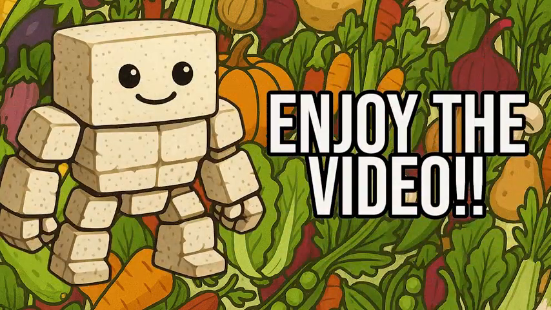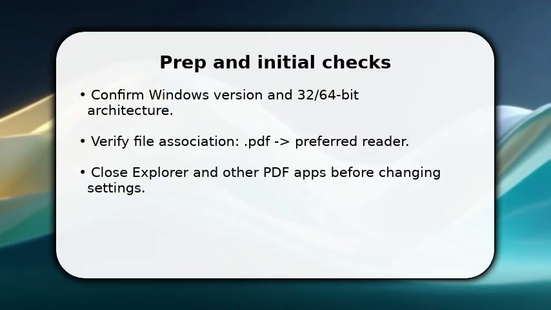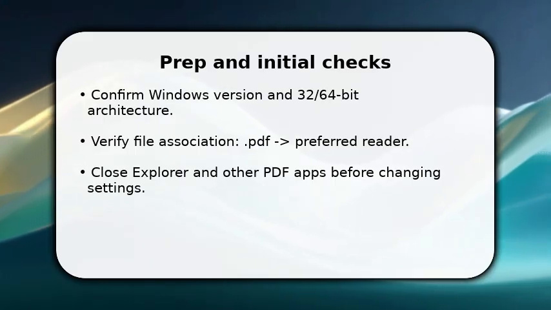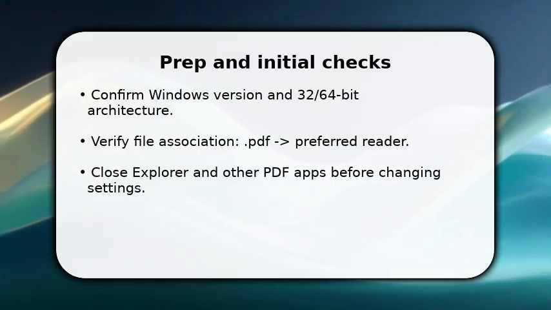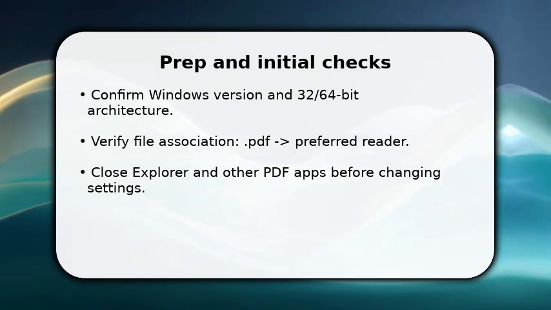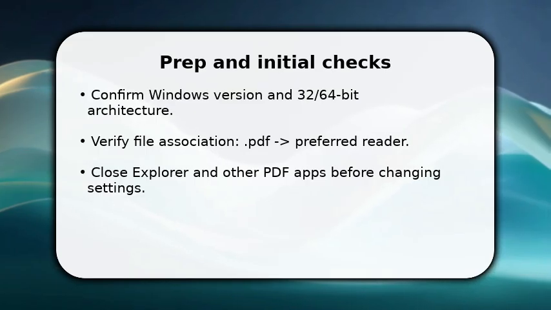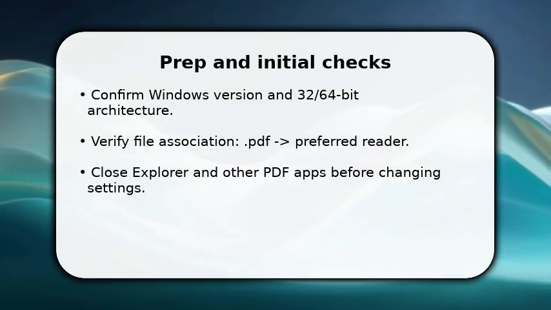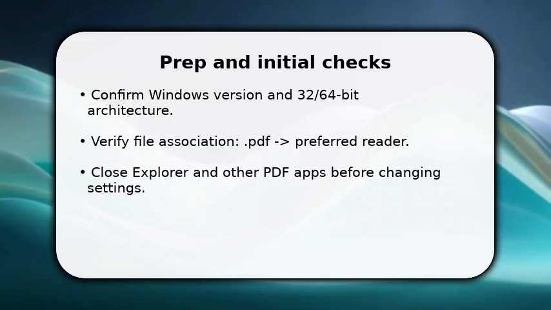Please enjoy the video. You start by confirming your Windows version and whether your system is 32-bit or 64-bit. This matters for which preview handler registers. Next, make sure PDF files are associated with the reader you want to preview. Wrong association blocks the handler.